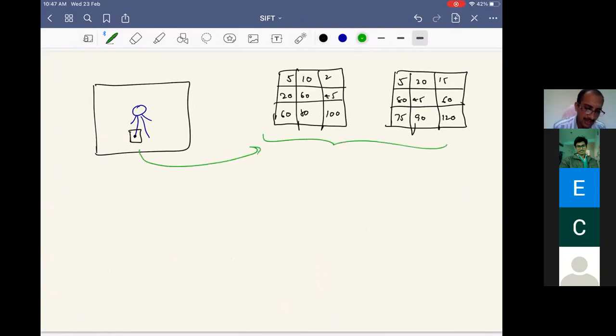Now assume that I have taken another picture in which this object is rotated 45 degrees this side, so it's increased by 45 degrees. The person is like this now. The same patch I have taken now.